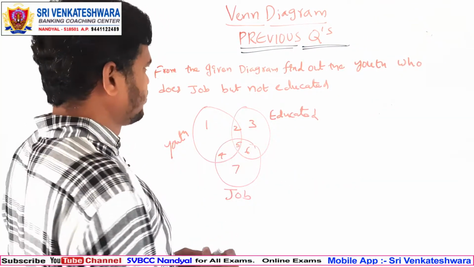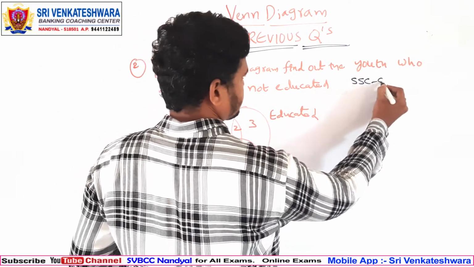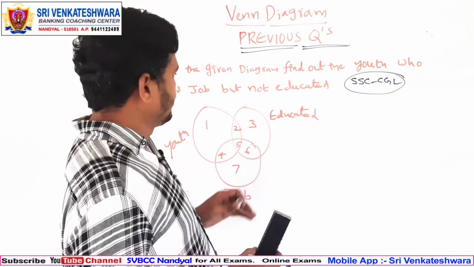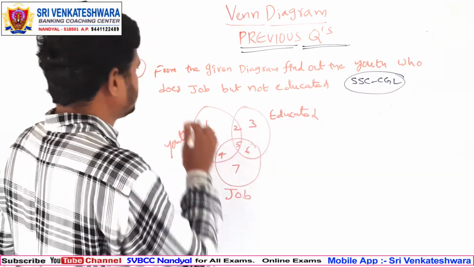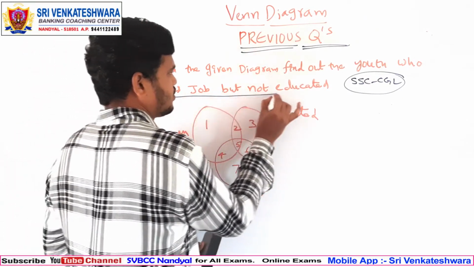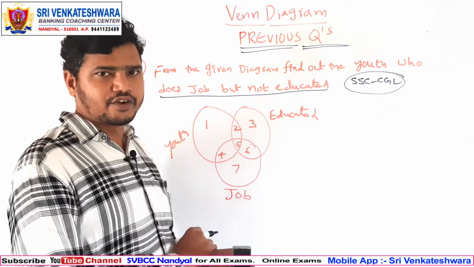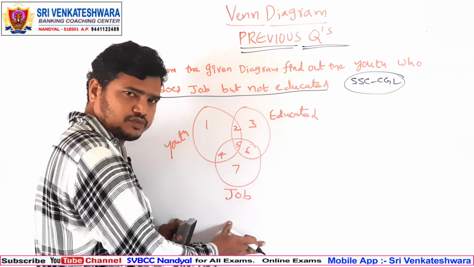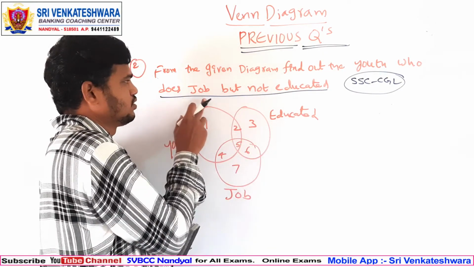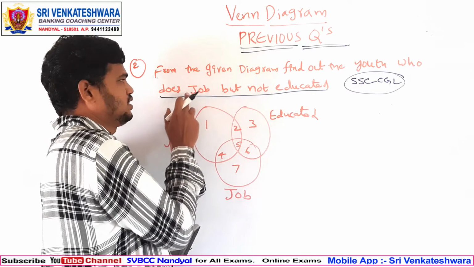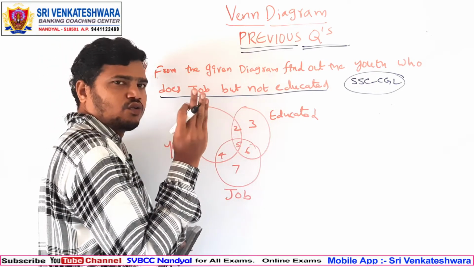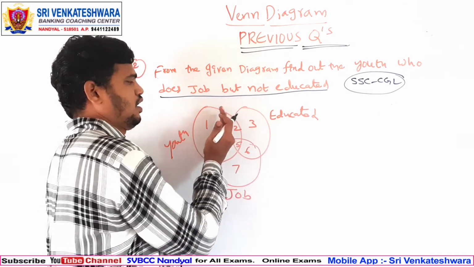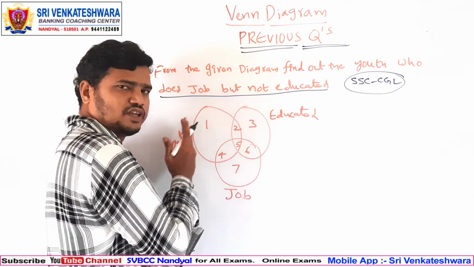Now this is the question from the SSC CGL. See, from the given diagram find out the youth who does job but not educated. Here you can have the three categories. One is youth, educated, job. So what is the question here? Youth who does the job but not educated. So the youth who have the job but they are not educated. So not educated youth only we need to take here.